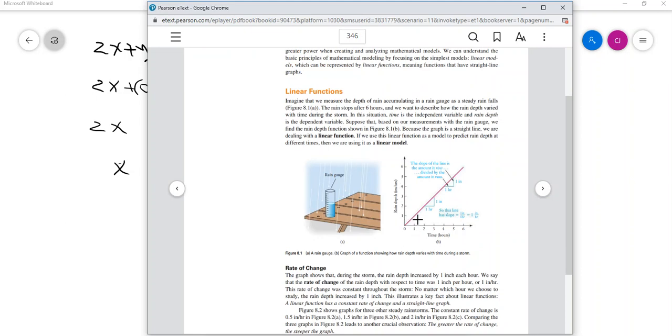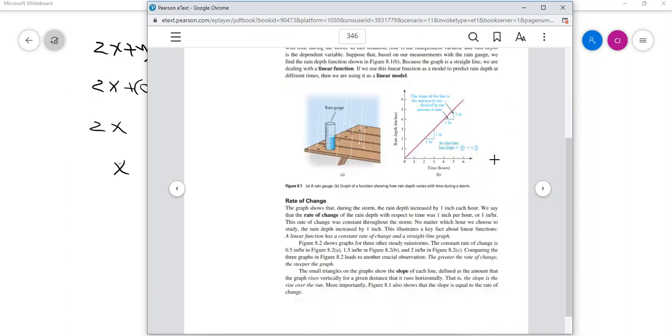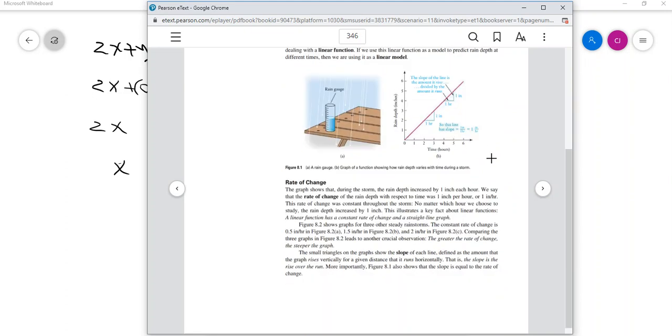So here we're saying time and rain depth. You can see after 1 hour, it looks like it's about 1. 2 hours, it's about 2. 3 hours, it's about 3. So there's a slope here of 1. 1 unit this way, 1 unit up. So it's a 1-to-1 kind of relationship there. They refer to that as rate of change. So how much did the y value change with respect to 1 unit of change in the x direction? Okay, so that's another way to talk about slope.